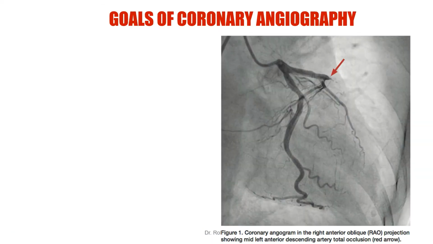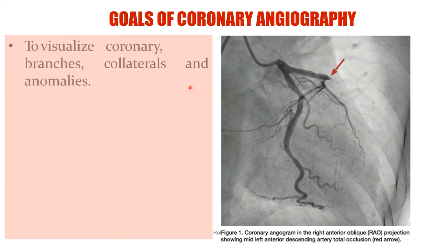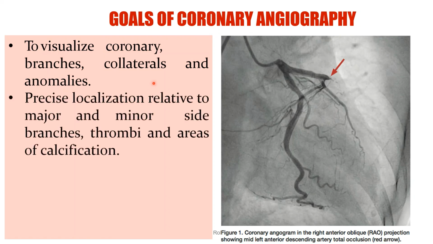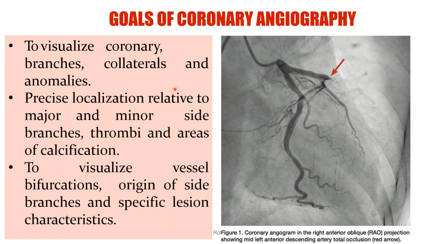What are the goals of angiography here? Coronary angiography is to visualize the coronary branches, collaterals and anomalies, precise localization relative to major and minor side branches, thrombi and areas of calcification, and to visualize vessel bifurcations, origin of side branches and specific lesion characteristics.